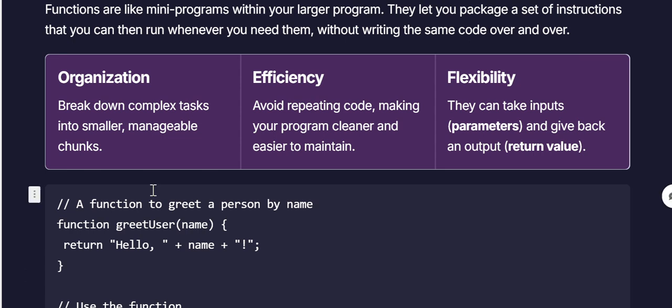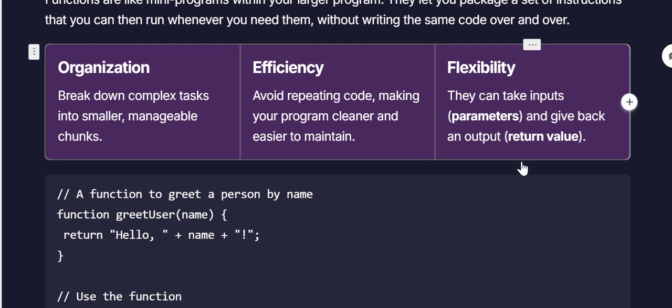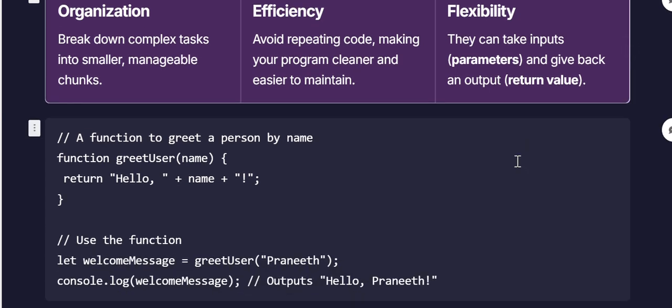Here we see three benefits: organization, efficiency, and flexibility. In organization, break down complex tasks into smaller manageable chunks. Coming to efficiency, avoid repeated code, making your program cleaner and easier to maintain. Now coming to flexibility, functions can take inputs, called parameters, and give back an output, called a return value. Here is the code for both.